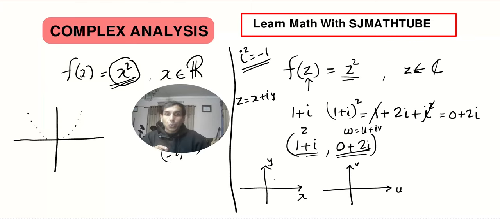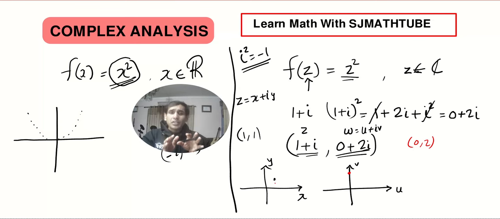So the input is 1 plus i. I hope you remember 1 plus i means the coordinate 1 comma 1. And the output is 0 plus 2i, that means 0 comma 2 here. Can you see? So are you able to understand the biggest difference between a real valued function and a complex function? The graph of the real valued function exists in 2 dimensions, but the graph of the complex valued function exists in the 4th dimension.